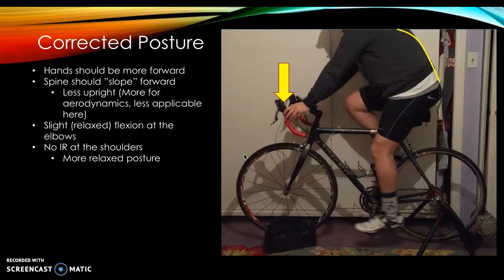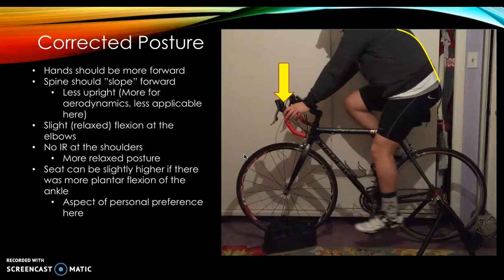We can also see a little bit more of a relaxed posture at the top, where we would likely see slight flexion at the elbows and no internal rotation at the shoulders. And based on preference, we could even see the seat raised up a little bit, which would allow the rider to activate the calf muscles a little bit more and plantar flex a little bit.